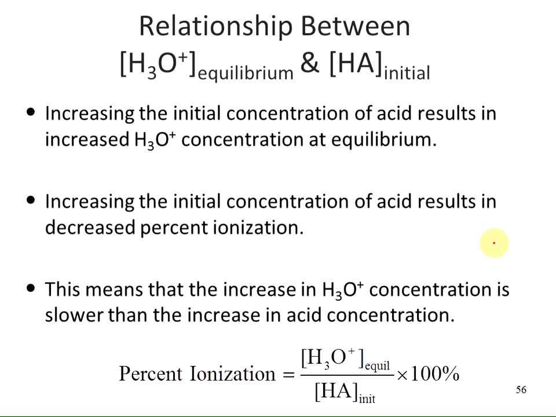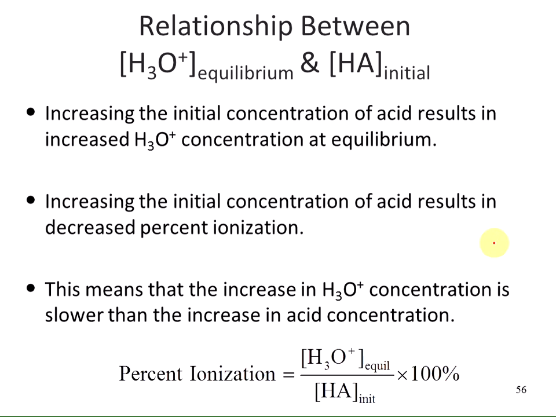Increasing the initial concentration of acid results in decreased percent ionization. This means that the increase in the hydronium ion concentration is slower than the increase in acid concentration. So why doesn't the increase in hydronium ion keep up with the increase in HA?